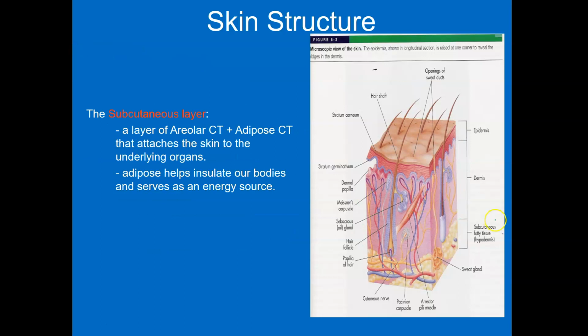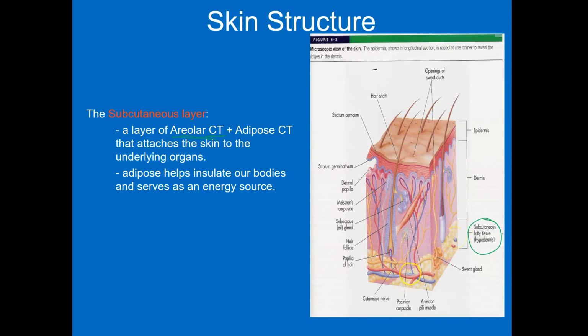The last layer is our subcutaneous fatty layer. Lots of areolar connective tissue. Areolar connective tissue is kind of like unorganized collagen and elastin. It's not super dense, and you have a lot of adipose tissue. The areolar connective tissue kind of holds the adipose in place, all right? And the adipose is there to insulate our bodies.